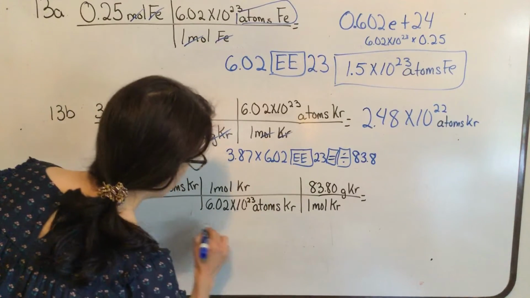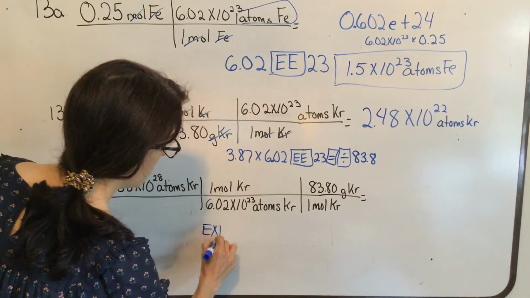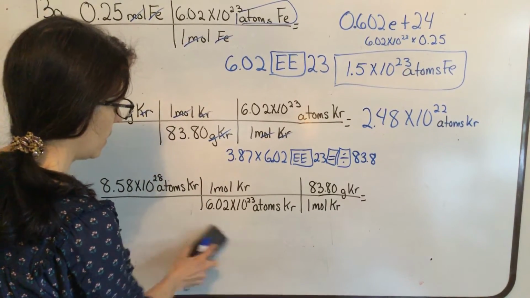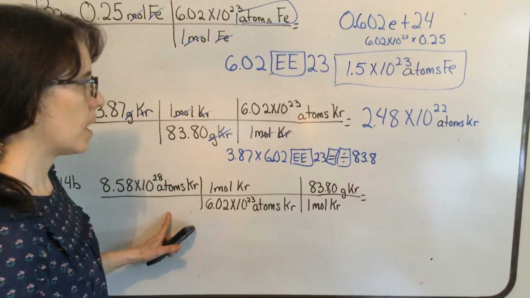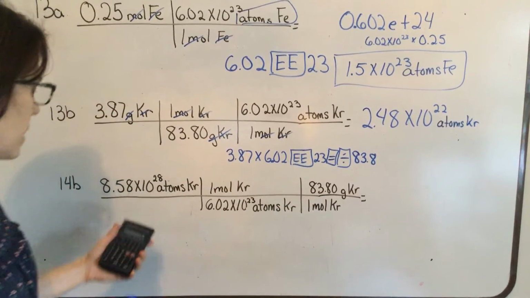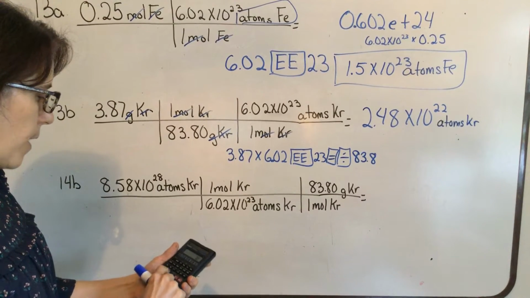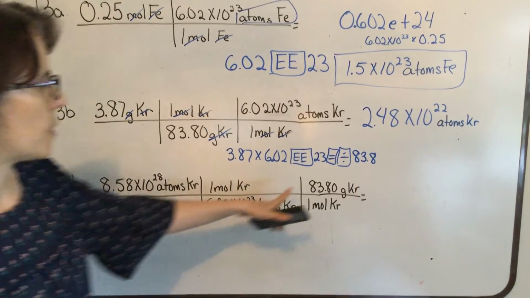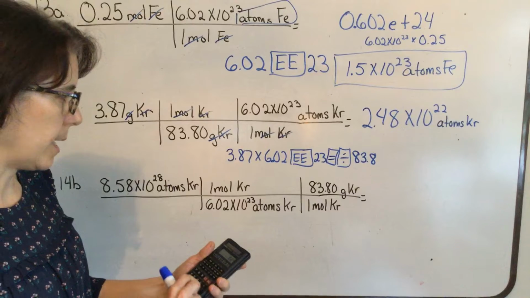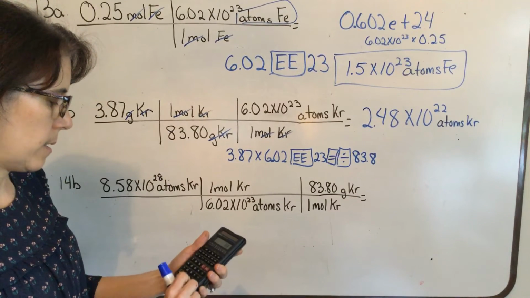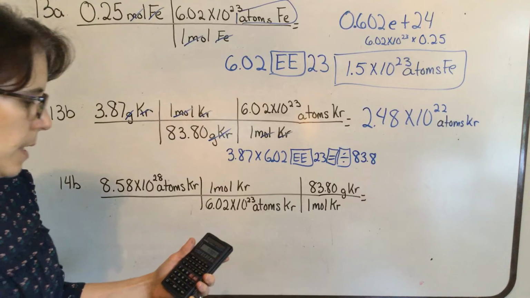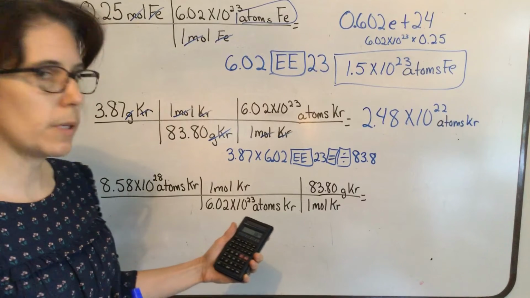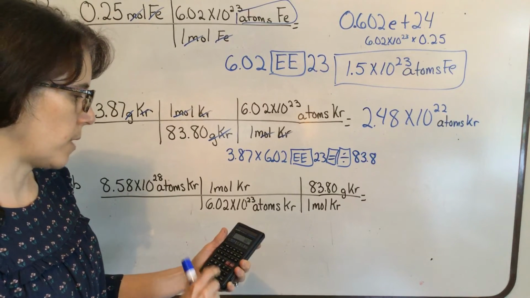The double E button on some calculators does look like this, EXP. So you might find that. I know it does for mine. All right, so here, let's type in 8.58 double E expression 28. Let's multiply across the top times 83.8. Hit the equal sign. Then hit divide by, and this is very important, 6.02 double E button, and then the number 23.